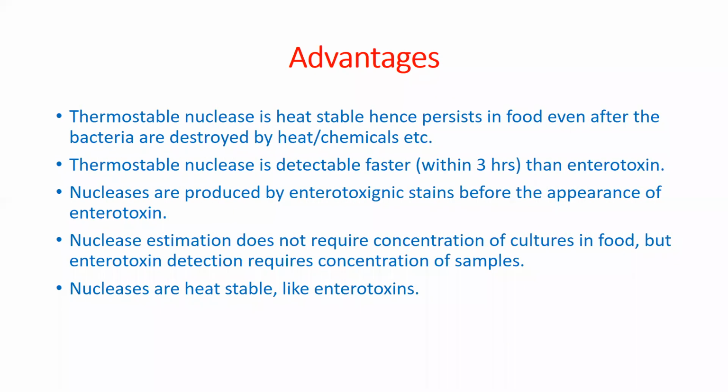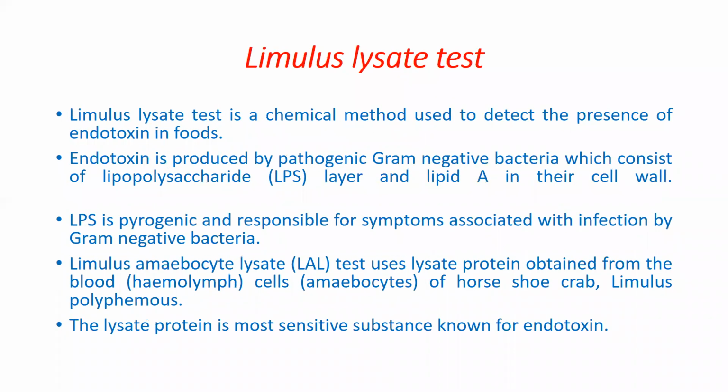Another one is the limulus lysate test. This limulus lysate test is also a chemical method used to detect the presence of endotoxin in food. Endotoxin is basically produced by pathogenic gram-negative bacteria, and consists of a lipopolysaccharide layer and a lipid A layer in their cell wall.